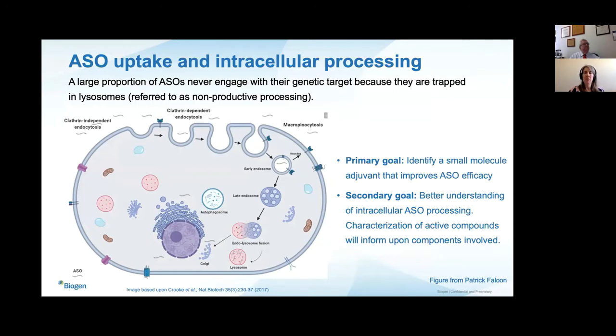However, a large proportion of these ASOs never actually engage with their genetic target because they become trapped in the lysosome. Oh, I'm sorry, that jumped ahead when I tried to use the mouse. So as the ASO is brought into the cell, they get trapped here and never actually released to do their function. And we call that non-productive processing. So we're actually interested in running a high throughput phenotypic screen to look for small molecules that might actually improve this uptake and efficacy. At the same time, we hope that we'd actually gain a better understanding of how ASOs are processed in this uptake process.